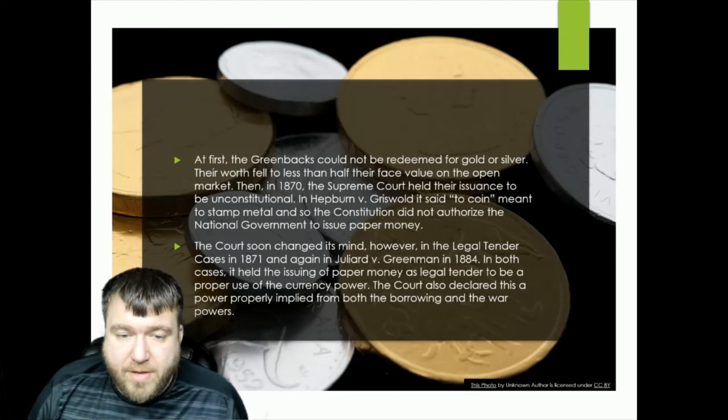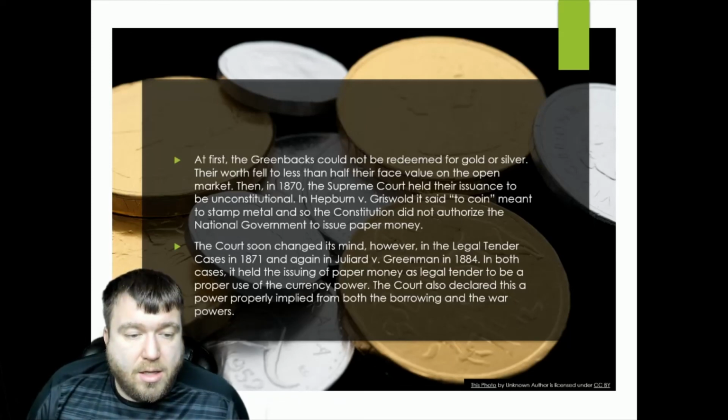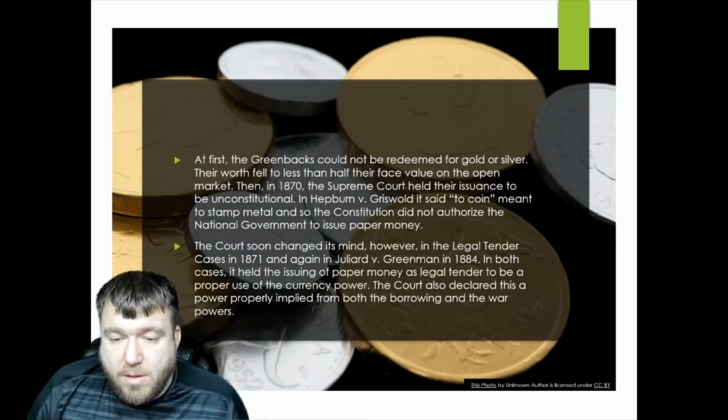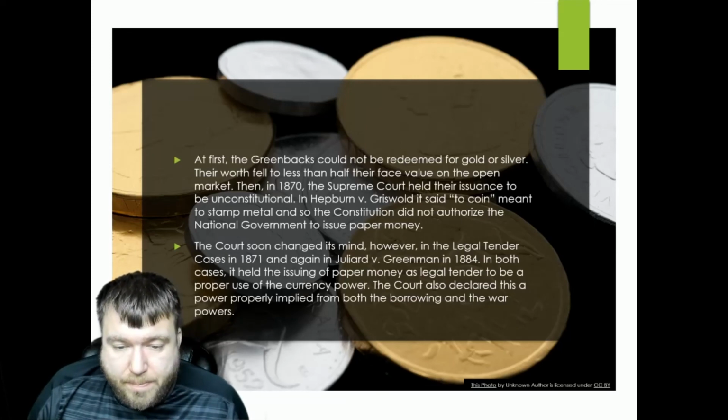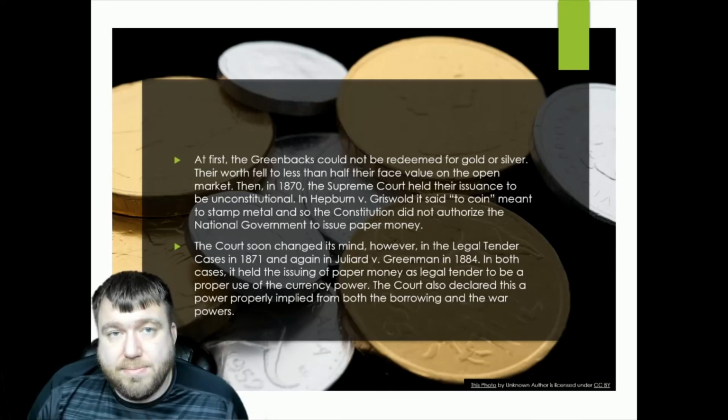In Hepburn v. Griswold, it said to coin meant to stamp metal, and so the Constitution did not authorize the national government to issue paper money. The court soon changed its mind, however, in the legal tender cases in 1871, and again in Juilliard v. Greenman in 1884. In both cases, it held the issuing of paper money as legal tender to be a proper use of the currency power. The court also declared this a power properly implied from both the borrowing and the war powers.